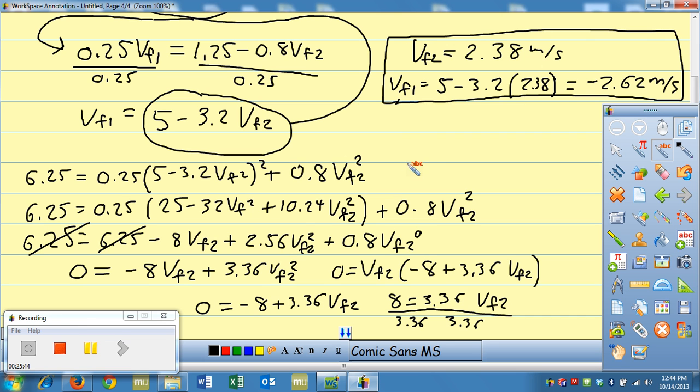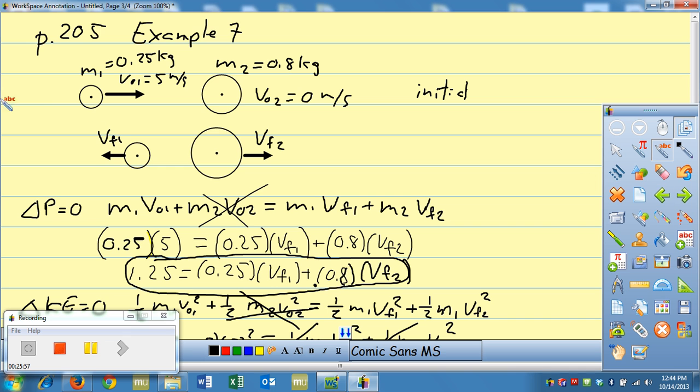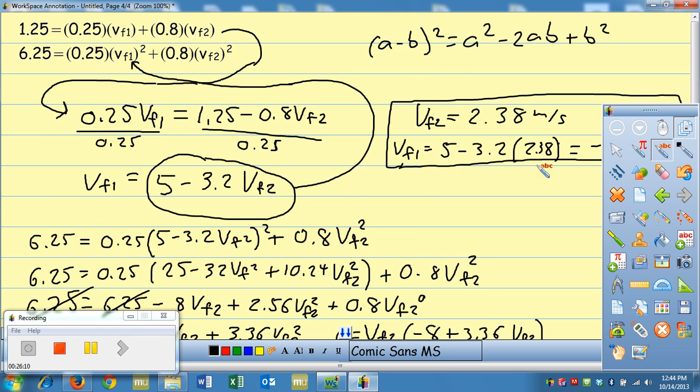I know, they're nasty. Everybody hates these. But that's how it is. So basically what we've got is we can see that what happened was the balls came together and then they bounced back, right? So you can see that VF2 is to the right and VF1 is to the left. Let's see if that's what we got. Yep, VF1 is to the left.